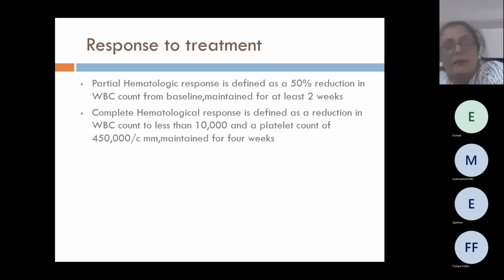Now, what do you mean by complete hematological response? This is defined as a reduction in WBC to less than 10,000 cells per cubic millimeter, and platelet counts are below 450,000 per cubic millimeter, and this is maintained for 4 weeks. So then it is called complete hematological response. WBC counts below 10,000, platelets below 4.5 lakhs per cubic millimeter, maintained for 4 weeks. That situation is called complete hematological response.